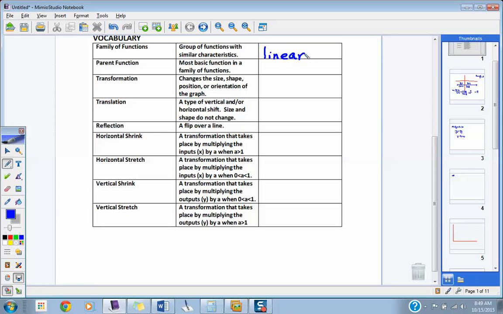The one that we're going to talk about most is this. F of x in function notation equals x. Let me just show you right here, guys, what this means.